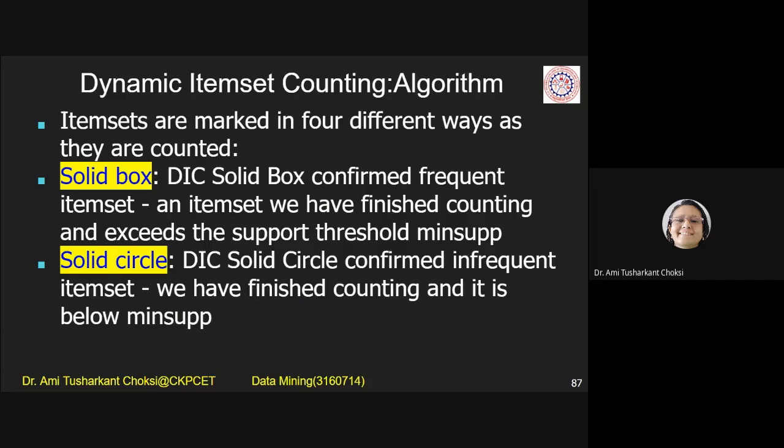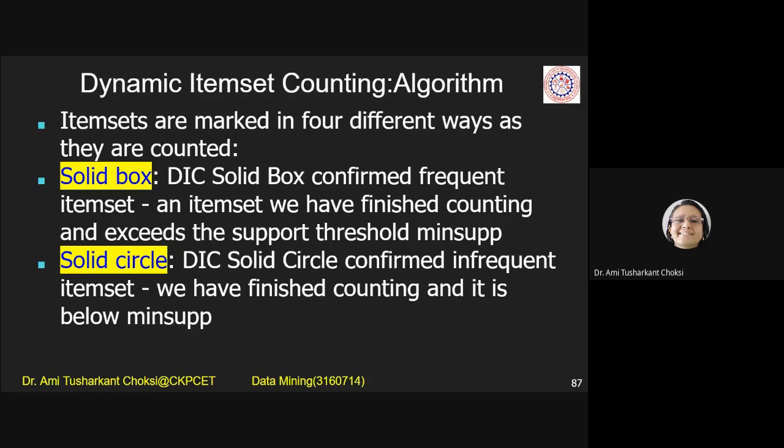Let's check it out. Solid box. DIC. What is DIC? Department in charge? No. Dynamic item set counting. So DIC, solid box: confirmed frequent item set. An item set we have finished counting and exceeds the minimum support threshold. Solid circle. These are the symbols we are going to use for the example, and we'll proceed further.